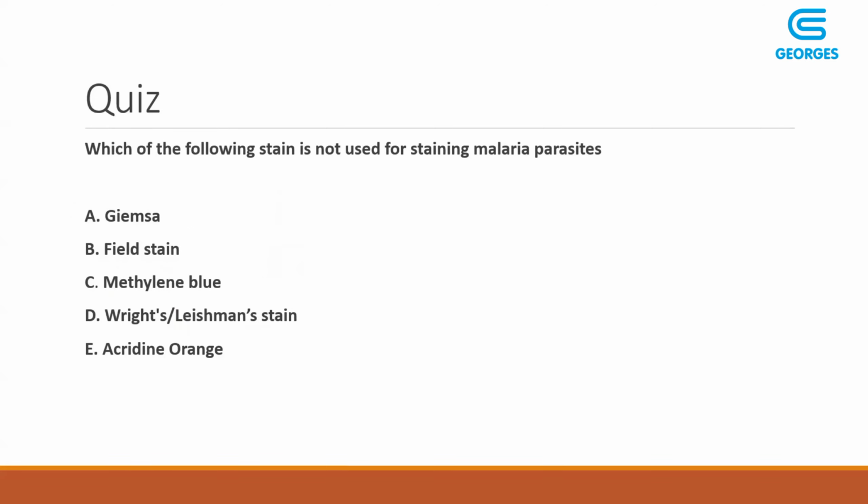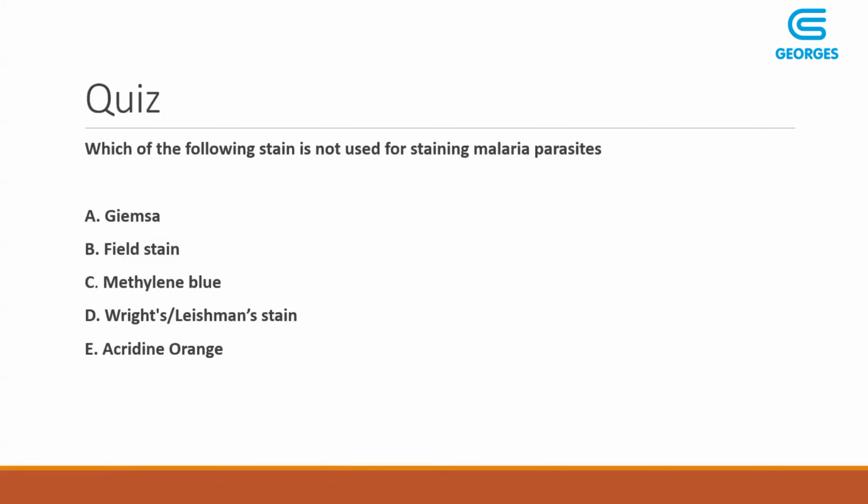Very fast, we have a quiz here, our very first quiz. Those who attended the last session have the privilege of getting the answer correct. You can use the chat box to answer this quiz. The question is, which one of the following stains is not used for staining malaria parasites? Choice A, Giemsa. B, Field stain. C, Methylene blue. D, Wright's or Leishman stain. And E, acridine orange.